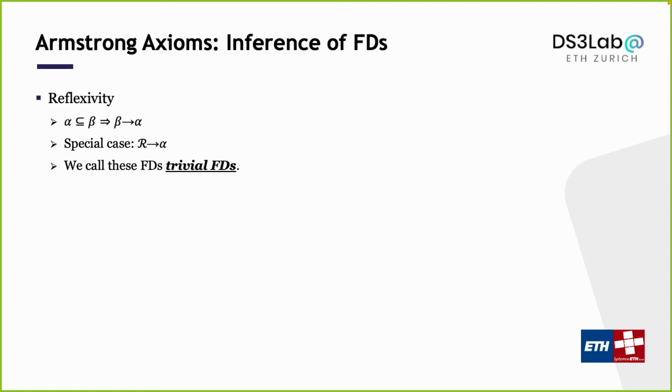But even though we call it trivial, even though it looks simple and just makes sense, we have more. This is just one specific axiom in this system. So the second inference rule is called augmentation, and it looks like this.